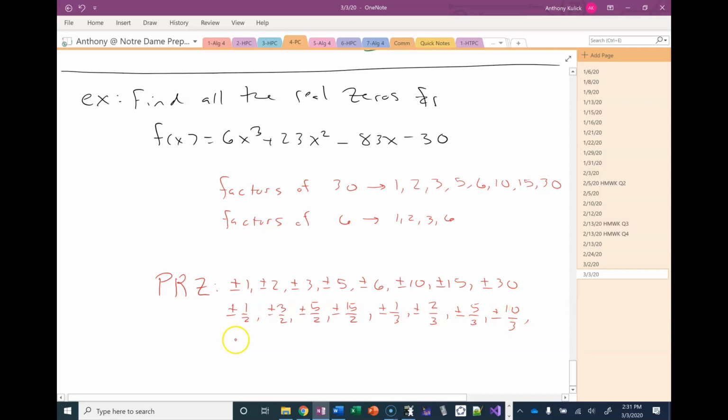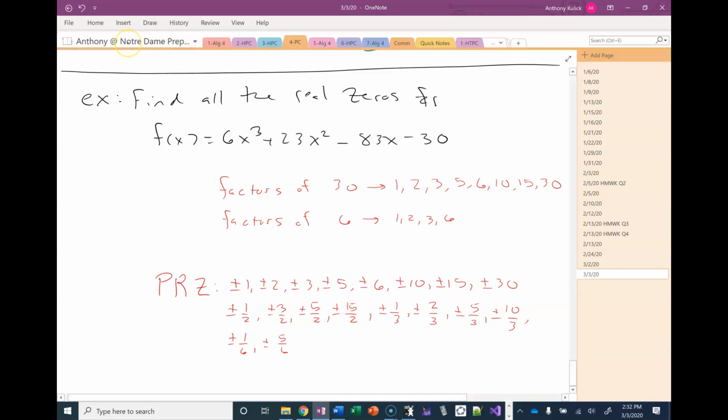And then lastly, everything over 6. Again, I'm going to skip the things that reduce here. For example, 2 over 6 reduces down to 1/3, which is already on my list. So I don't have to list all of these things. In fact, I think that's all of them. Everything else reduces, and I have it somewhere else. Okay, so that's my list.